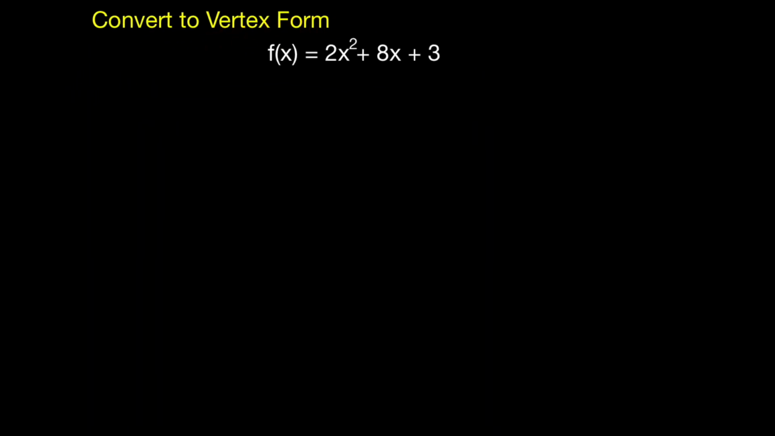Convert to vertex form. Now notice here that we have a lead coefficient that's greater than 1, or other than 1. So we're going to go ahead and factor that coefficient. So we're going to get 2 multiplied with x squared, because 2x squared divided by 2 is x squared, and then 8x divided by 2, that's going to give us a positive 4x. We have to add the quantity that's going to complete the square. We're going to close the parentheses, and we still have that plus 3.